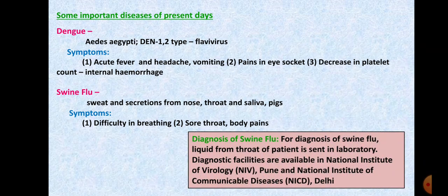Then this is just for your knowledge, how to diagnose the swine flu. Now for the diagnosis, the saliva or the liquid from the throat of the patient is sent to the pathological laboratory, and then it is diagnosed on the basis of the report whether the person is suffering from swine flu or not. There are different pathological labs like National Institute of Virology, Pune, and National Institute of Communicable Diseases, NICD, in Delhi.